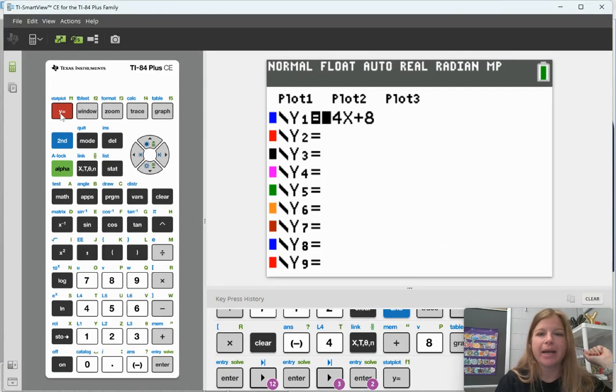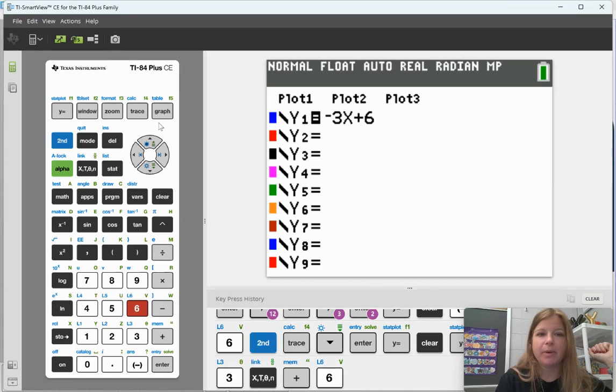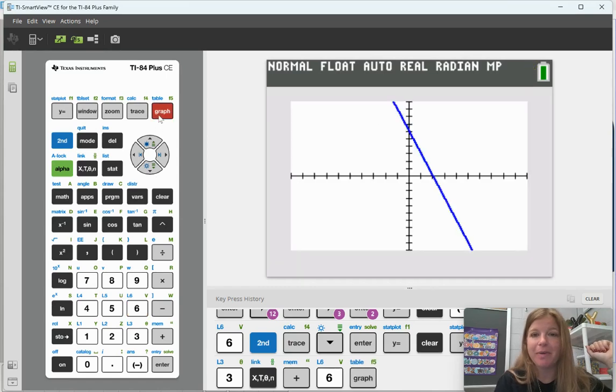All right, so I'm going to head back into my calculator. I'm going to go back into y equals. I can press clear to give me a fresh equation to work with, and I'm going to type in negative 3x plus 6. I'm going to press graph so that I can see my graph of my function, and now I want to calculate this 0.